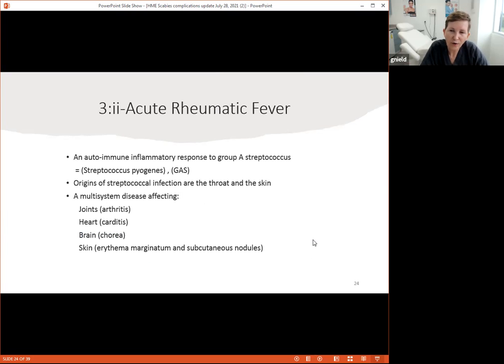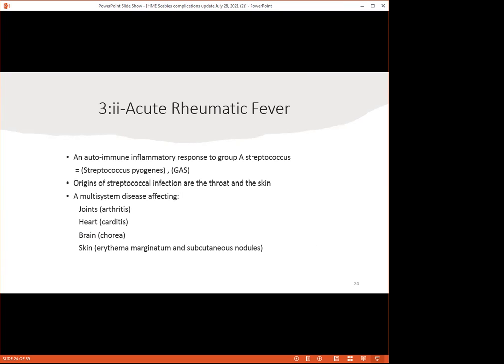So, acute rheumatic fever. This is an autoimmune inflammatory response to group A streptococcus, otherwise known as GAS, which is also the same name as Streptococcus pyogenes.